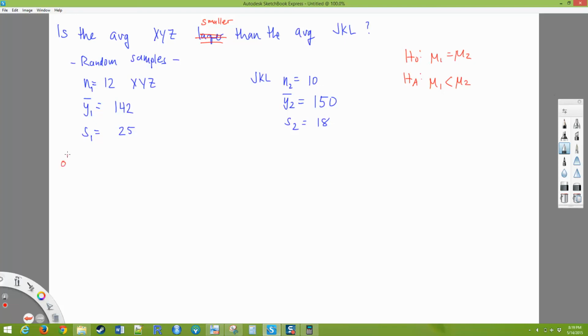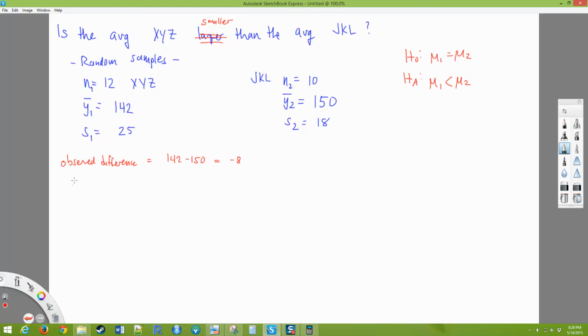We take a look, we find our observed difference, which will be 142 minus 150. I get an observed difference of -8. So whatever units we were using for measuring size, grams or kilos or yards, whatever, it's the average XYZ. So right now, our sample of 12 random XYZs has a sample average 8 smaller than the sample over there.